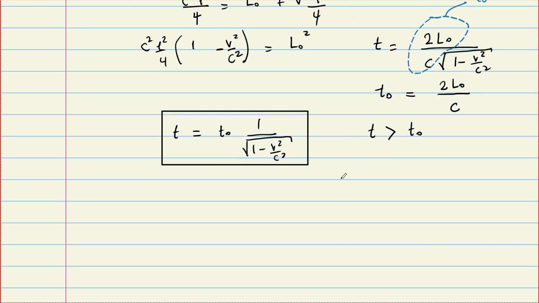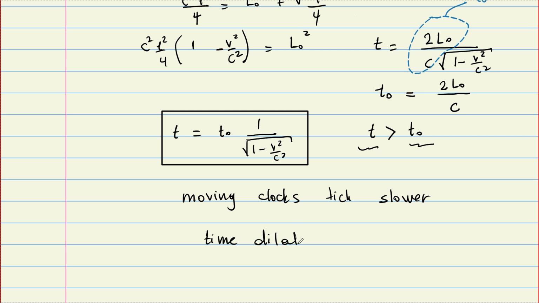So if we are thinking about the clocks, the same clock ticking inside the train ticks with some rate t naught, but the outside observer, who observes t, is observing this tick to be a little longer. That's why we are saying that moving clocks tick slower. And this is what we call time dilation. Okay? Any questions?